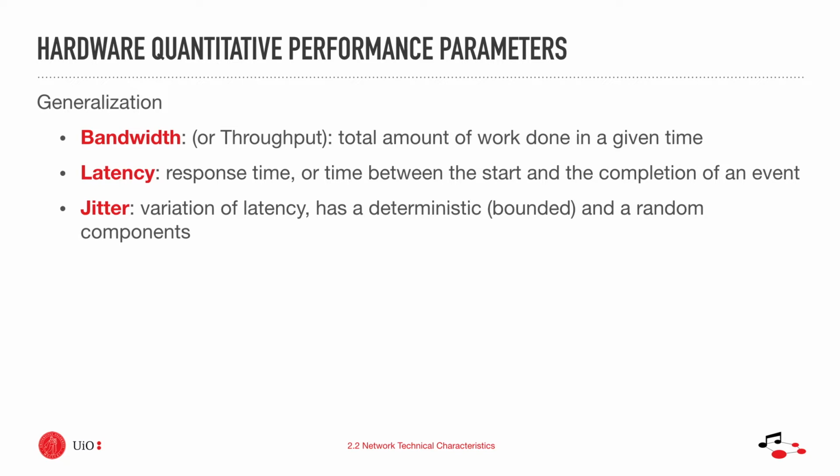We can talk about these three characteristics for all components of a computer system and also for telecommunication systems. The bandwidth, or throughput, is the total amount of work done in a given time. Usually it is expressed in something per second. Think about megabits per second, gigabits per second, that we use to measure the bandwidth of hard disks, computer networks, and so on. When it comes to processors for your mobile phone or for your PC, we use gigahertz, which kind of translates into billions of operations per second.